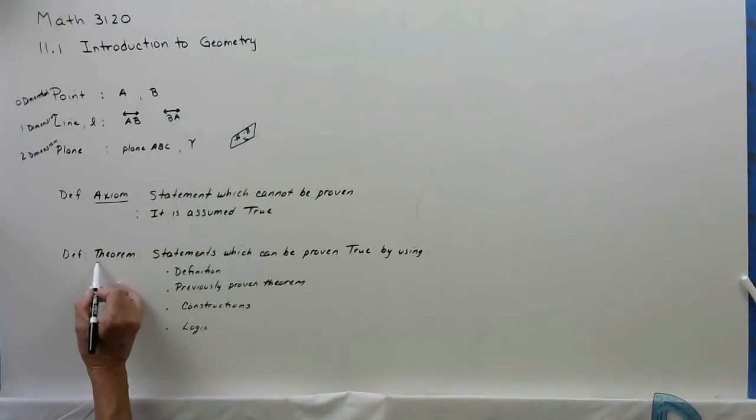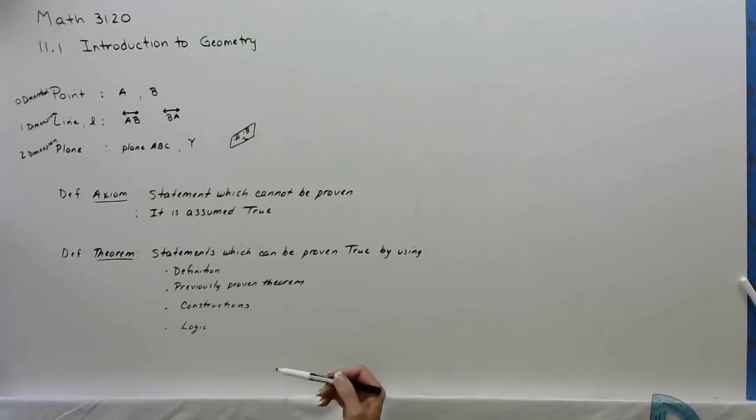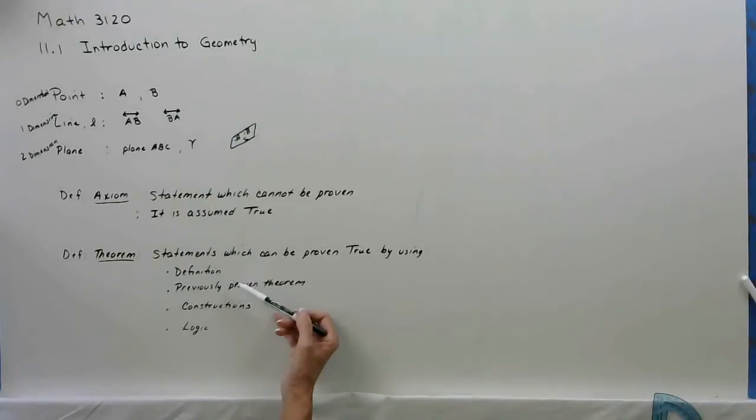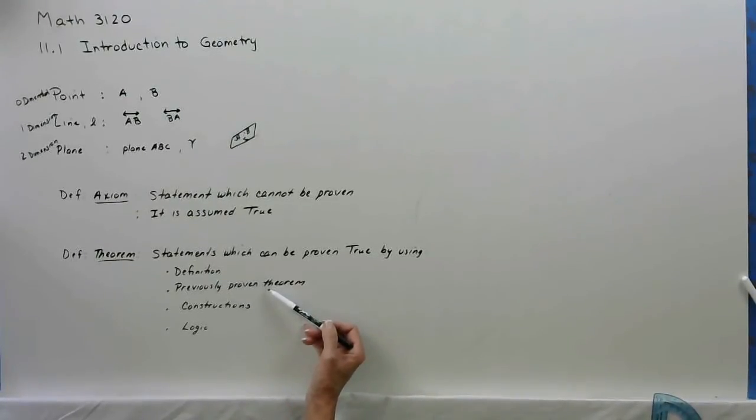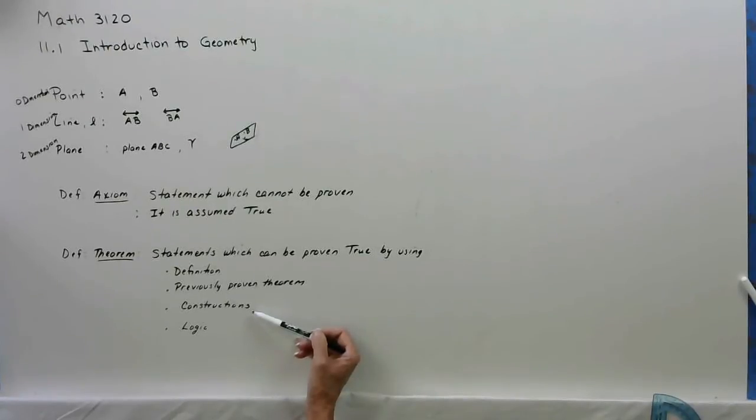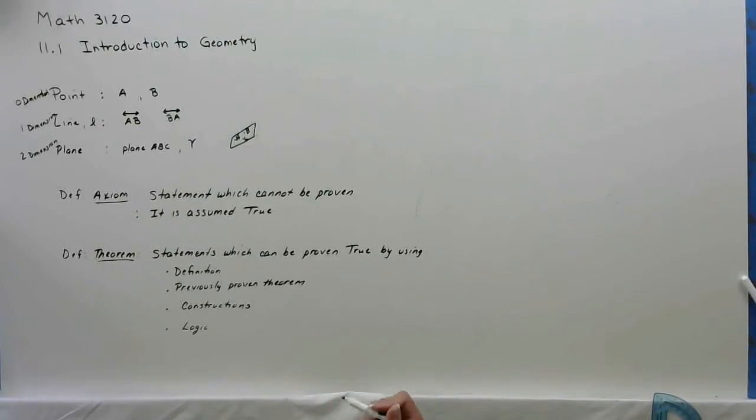So when we go to prove a theorem, you can always use a definition. So look at your vocabulary. We can always use anything else that we've already proven true. Construction, so we'll be doing some drawings that are very precise. In constructions, you need a straight edge and a compass, and then logic. Okay.